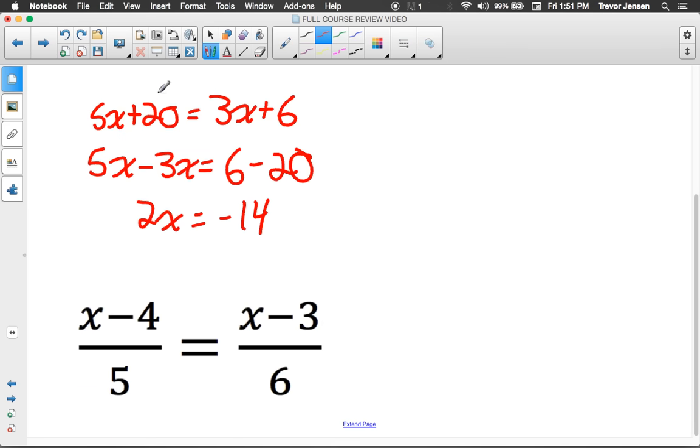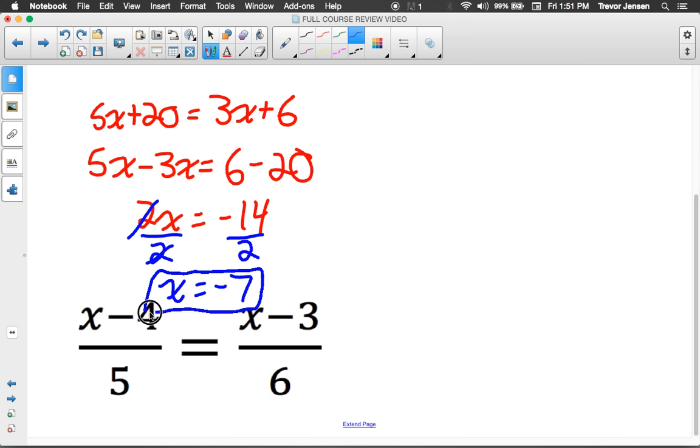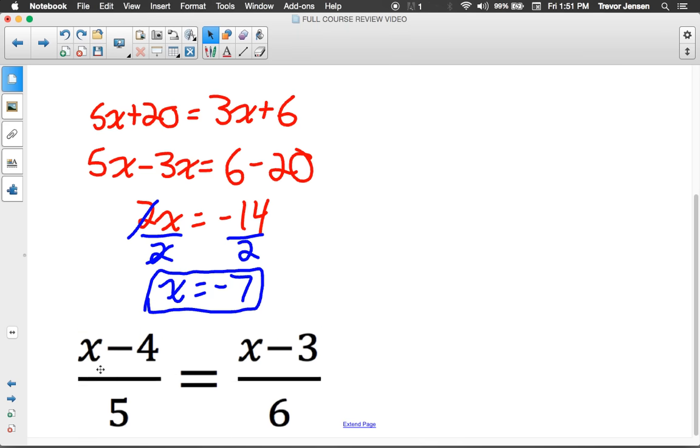And then isolate the x by dividing both sides by 2, because that x is being multiplied by 2 right now. Make sure it stays balanced. Those 2's cancel. And I have x equals negative 14 over 2, which is equal to negative 7. So there's my final answer, x equals negative 7.